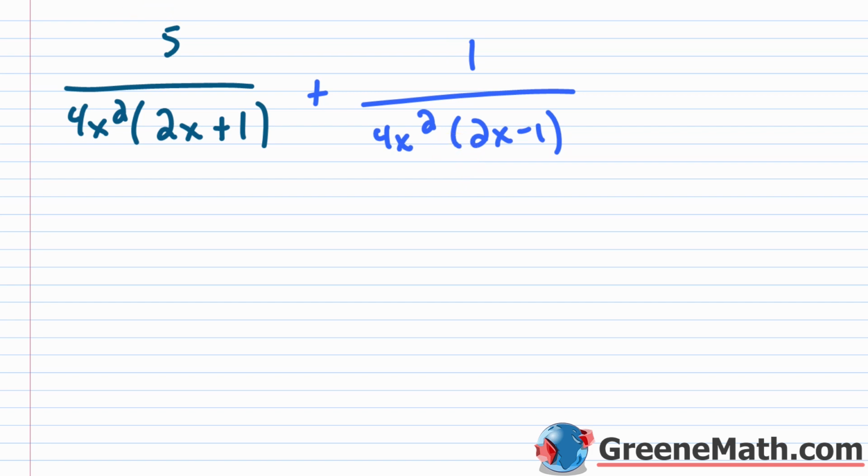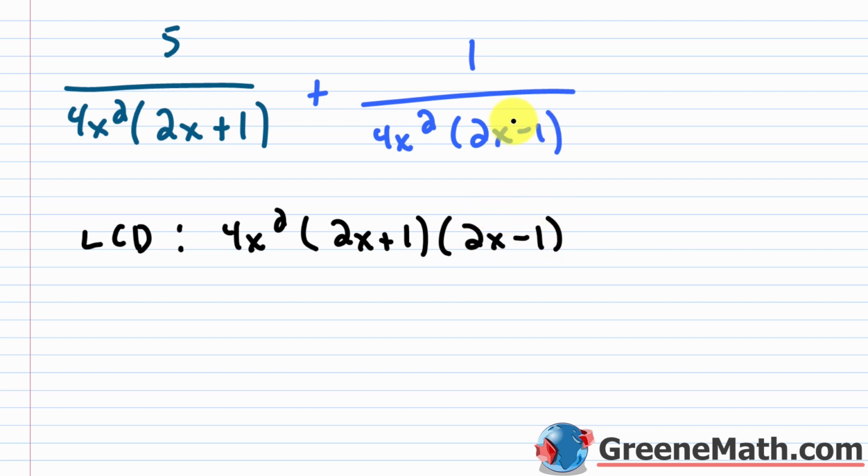Let me actually write out what the LCD would be. So you have this 4x squared that's common to both. So you only have to list that once. Then you would want to put in the 2x plus 1 that only occurs once here. And then you'd want to put in the 2x minus 1 that only occurs once here.